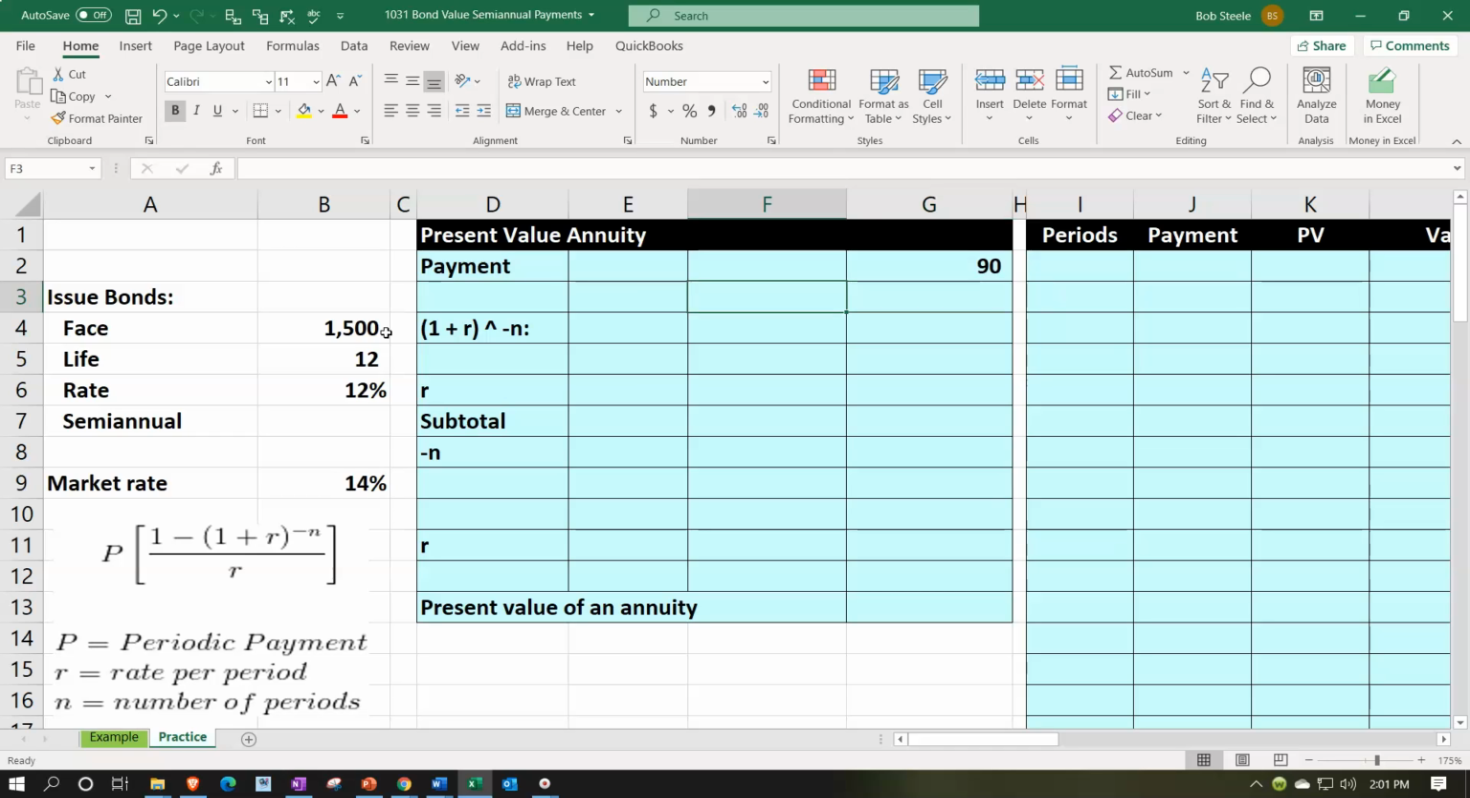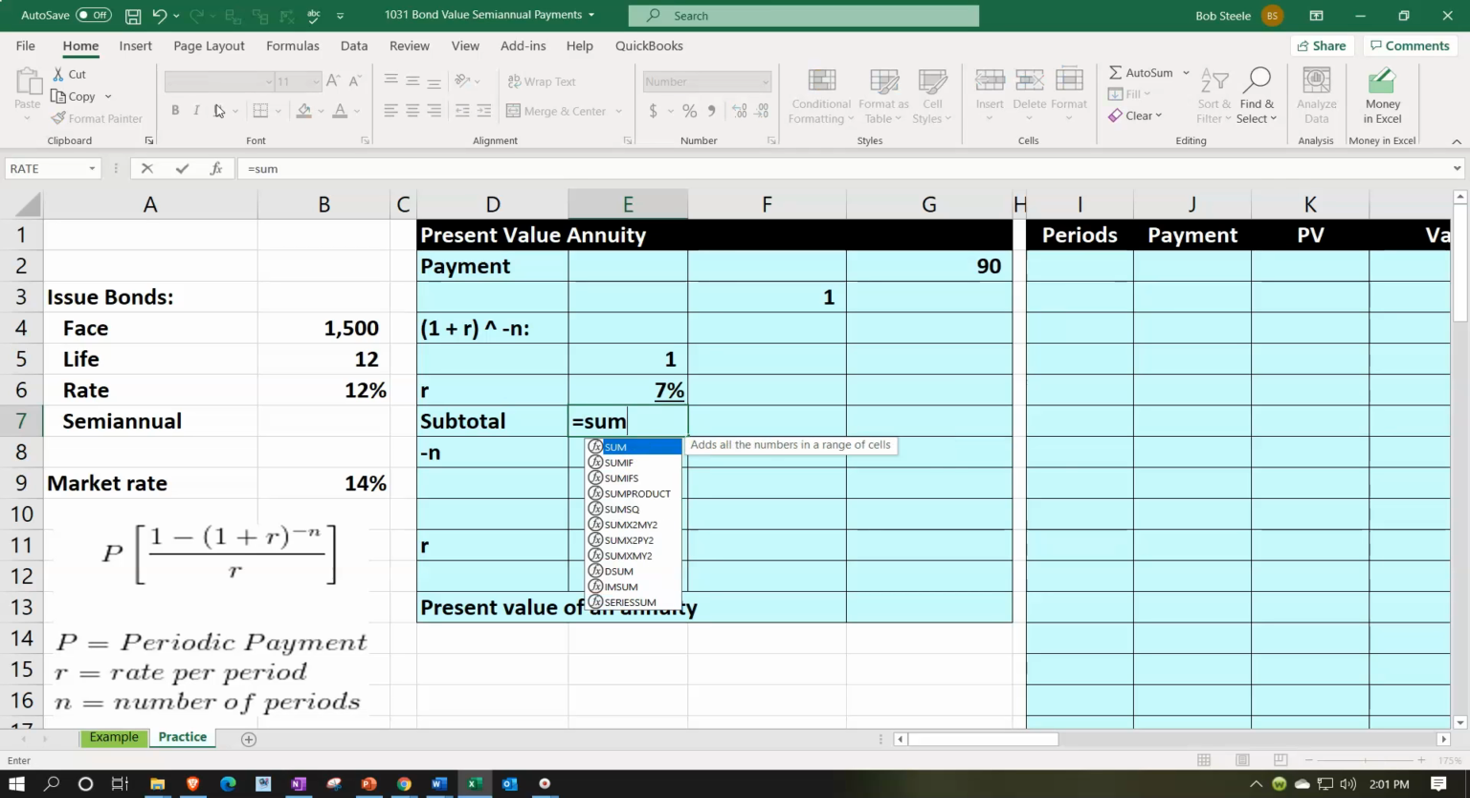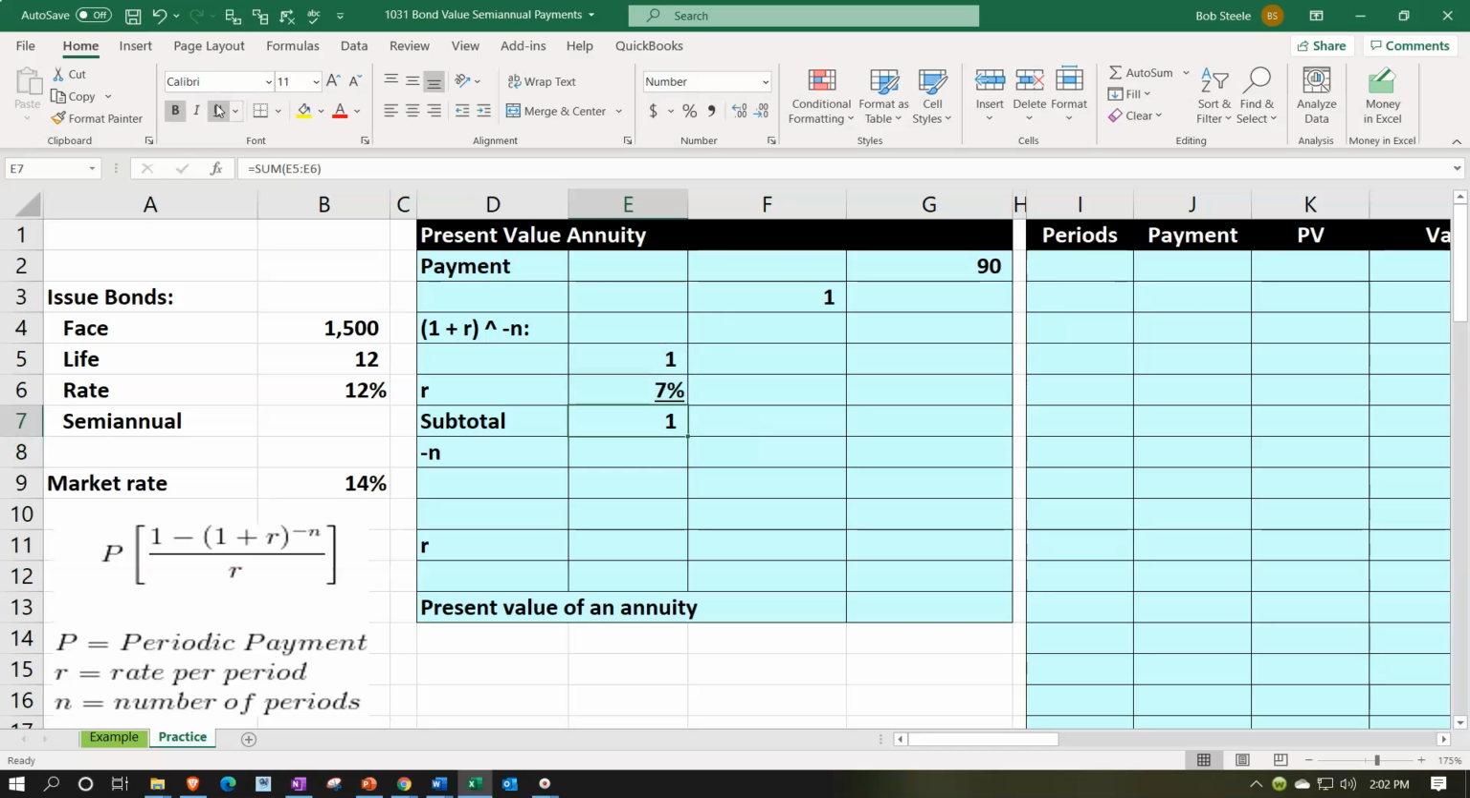And then we're going to take the numerator, which is going to be 1, pulling this into the inside, 1 plus R to the negative N. So we're going to have 1, R. R then is going to be the market rate, 14%, divided by 2, or 7%. Number group, making that a percent. Font group, underlining it. Then summing this up with the trusty SUM function of these two numbers. Making that a percent, going to the number group and making it a percent, 107.